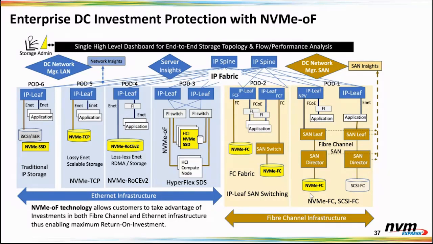So looking at this enterprise data center, I divided it into 6 pods. Fibre Channel, in history, became the de facto standard for all the major banking and financial applications because of the high availability, the reliability and the security provided, and the performance.